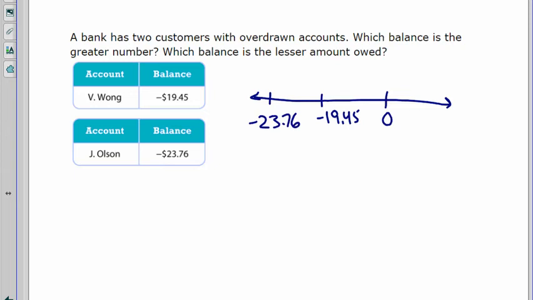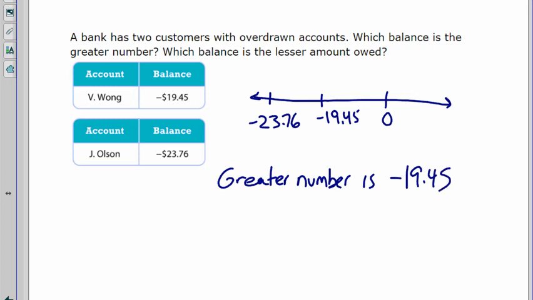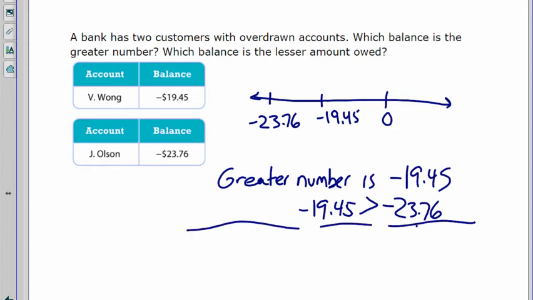So which balance is greater? The greater number is a negative 19 and 45 hundredths. In other words, a negative 19.45 is greater than a negative 23.76. The second question asks which balance is the lesser amount owed?